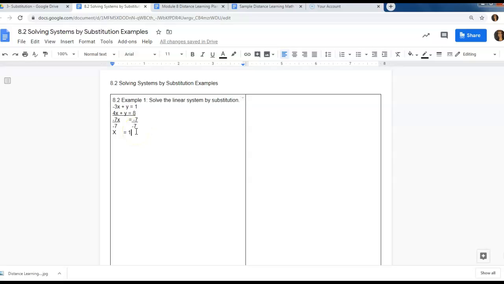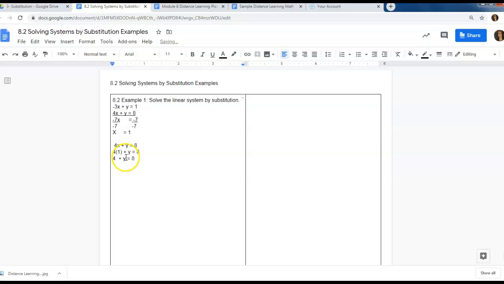Now I have to get the y. So when I look at both of these equations, which one looks maybe a little bit easier? I don't know. Both of them are the same, but some people hate the negative. So I'm going to stay with the bottom one. The bottom one is 4x plus y is equal to 8. And I already know that my value for x is 1, so I'm going to substitute that 1. 4 times 1 plus y equals 8. Now this is multiplication, right? 4 times 1 is 4, and then plus y is equal to 8.